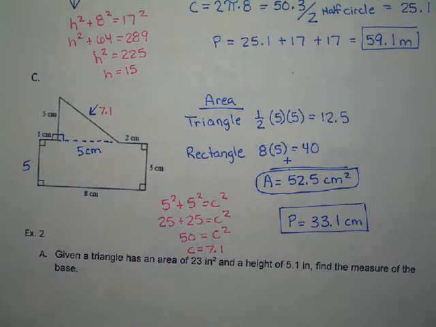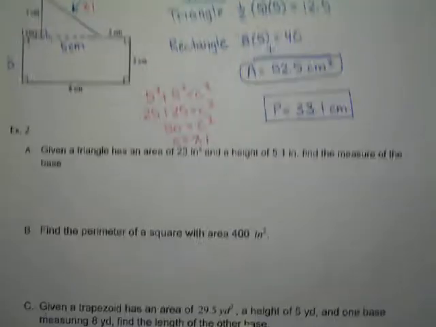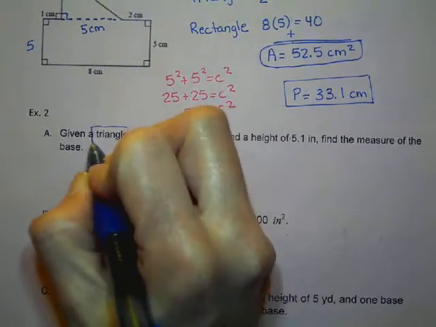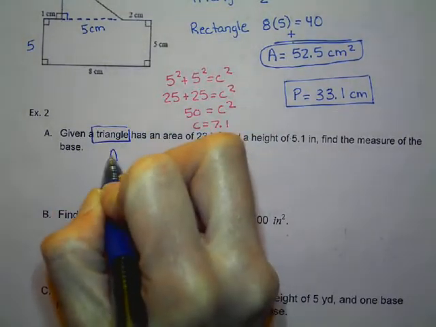Alright, so those are composite figures. Now we're going to do some word problems. We're going to take area questions or perimeter questions and work backwards. Given a triangle has an area of 23 inches squared and a height of 5.1, find the measure of the base. So they tell us we're looking at a triangle. So the triangle formula is 1/2 base times height. And let's plug in the numbers that they gave us.